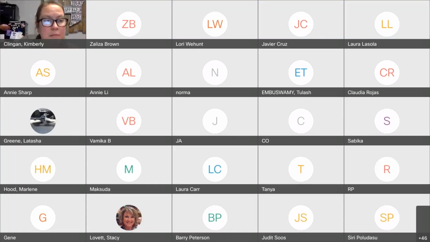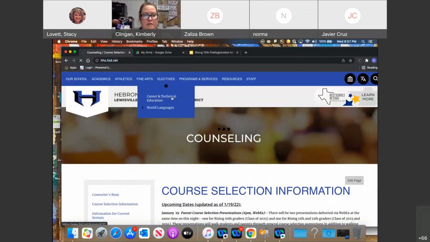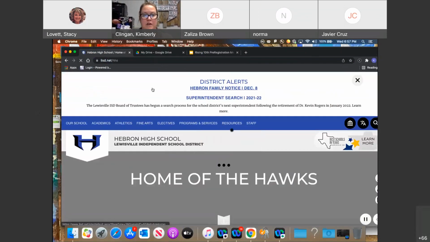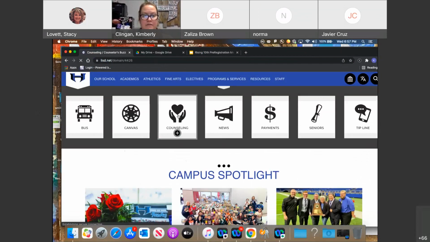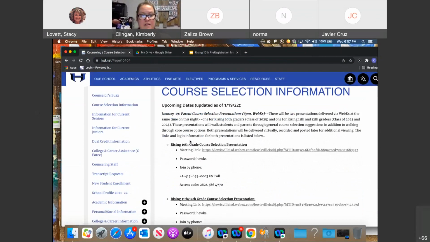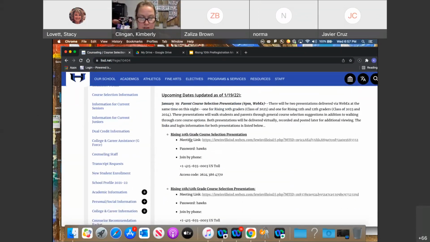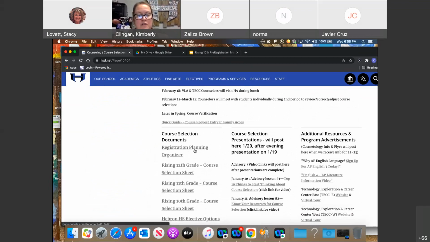I am pulling this up right now. So on the Hebron website, hhs.lisd.net, if you scroll down and go to counseling, it has on the left-hand side here, course selection information. This is where everything is going to be posted on this page. If you scroll down here to the bottom, it has course selection documents. The registration planning organizer, your students are going to receive this in advisory, so you have an opportunity to review it if you'd like to see it.